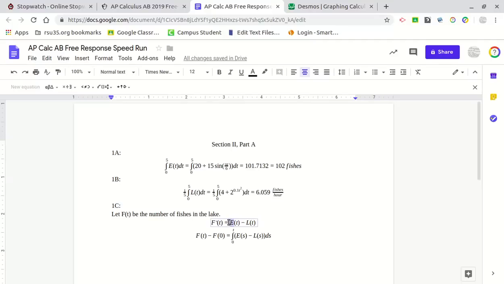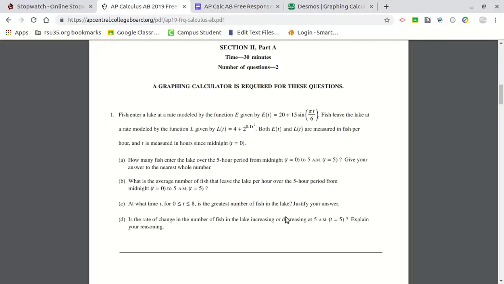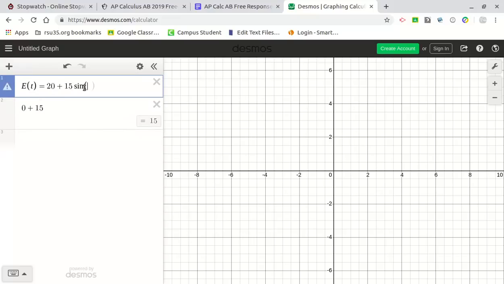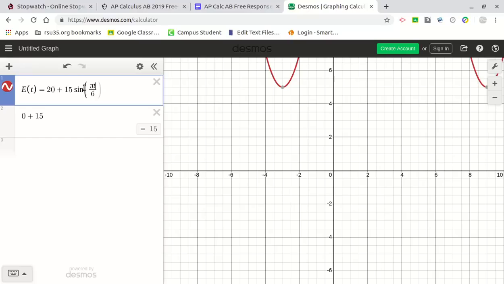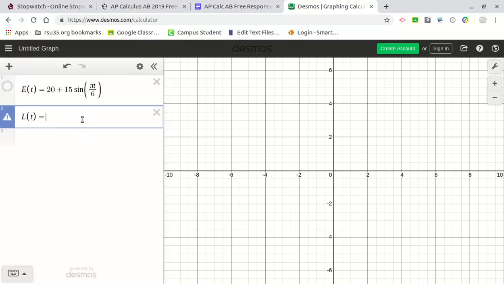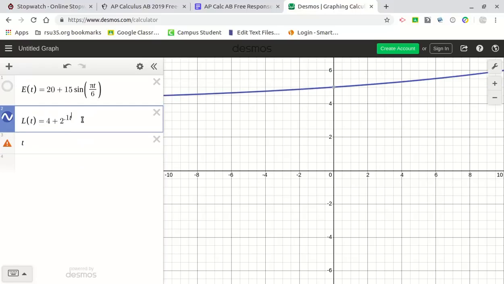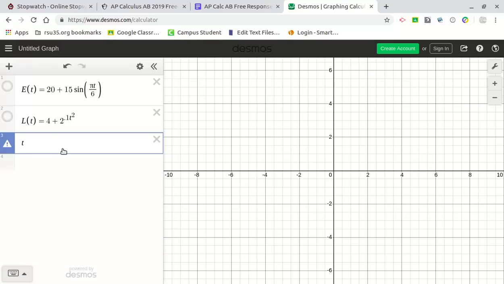So I'm going to graph F prime of t. E of t equals 20 plus 15 sine of pi t over 6, and L of t equals 4 plus 2 to the 0.1 t squared. I don't want to graph those separately. I want to graph E of x minus L of x.